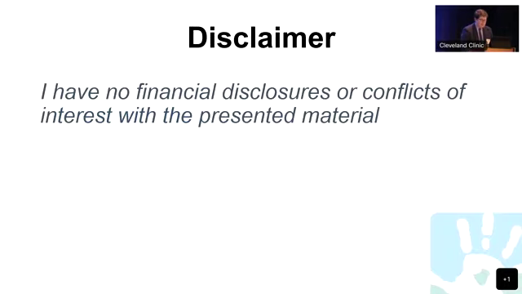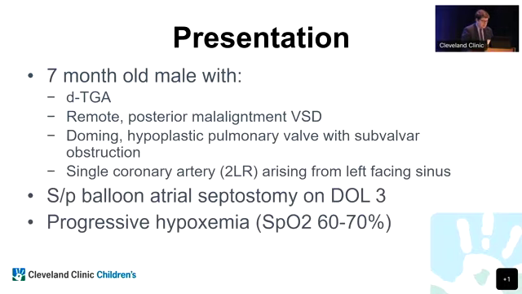I have no disclaimers. So we start our case with a 7-month-old male with DTGA, a remote posterior malalignment VSD, doming hypoplastic pulmonary valve with both valvar and subvalvar obstruction. Interestingly, also a single coronary artery with a Leiden convention, a 2LR, arising from the left posterior facing sinus. He required balloon atrial septostomy on day of life 3, and since palliation has developed progressive hypoxemia with saturations now in the 60s to low 70s.